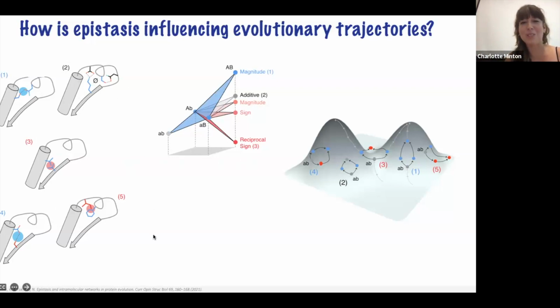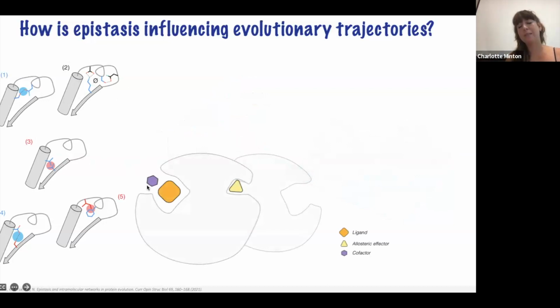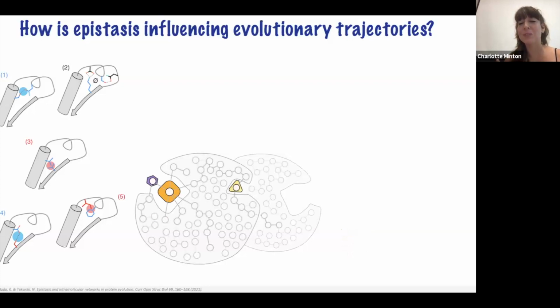However, some combinations are a bit more complicated, and we need to look at a bigger effect. In order to understand this, one has to consider a protein as a network and not just a blob. And so all the residues in the protein are connected.